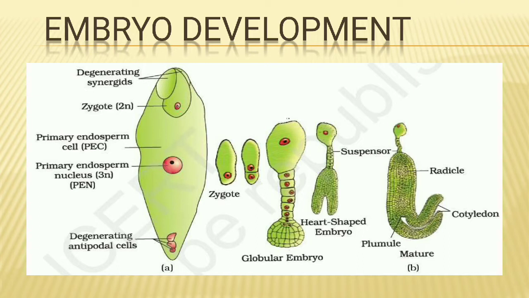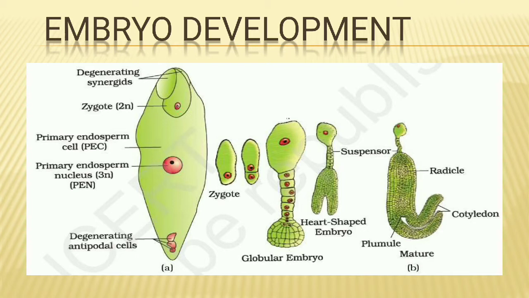Next is embryo development. In this diagram you can see that after fertilization we have the PEN, the primary endosperm nucleus, which is 3n. The antipodal cells and the two synergids degenerate, and the remaining one is the fused zygote, egg and male gamete, which is 2n. That zygote develops into the embryo.